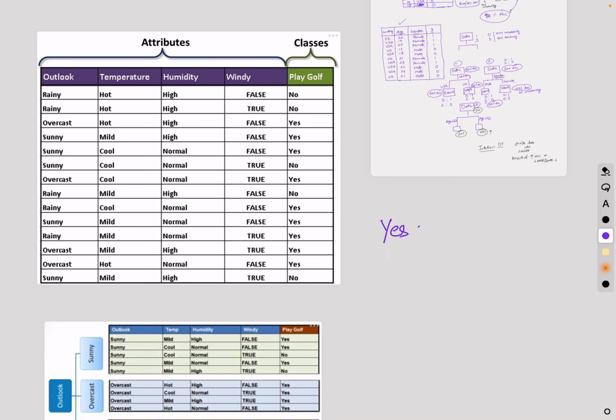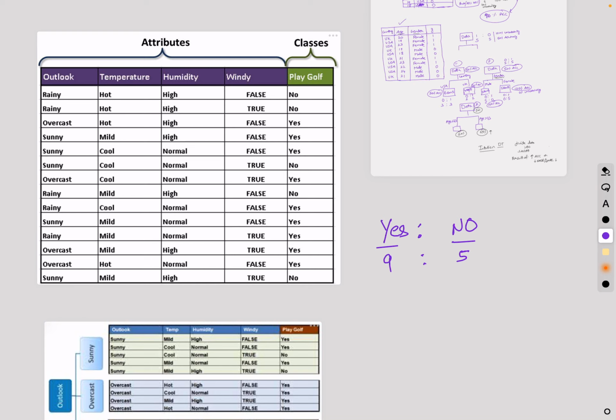How many records I have that belong to yes, and how many records I have that belong to no. I have 1 2 3 4 5 6 7 8 and 9 records belong to class yes, and 5 records belong to class no. 1 2 3 4 5, 5 records belong to class no. Okay, so overall I have 14 records, of which 9 belong to class yes and 5 belong to class no.